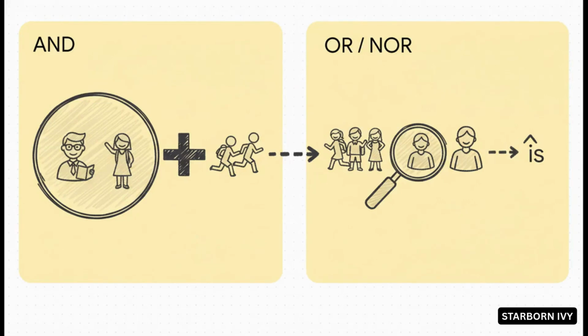Next up, compound subjects. Now, when you have two subjects and they're joined by the word and, it's always plural. The teacher and the student are. Easy. But when you use or or nor, the rule changes. The verb agrees with whatever subject is closest to it. So in this example, neither the students nor the teacher is. The verb is singular because teacher is singular and it's sitting right next to it.